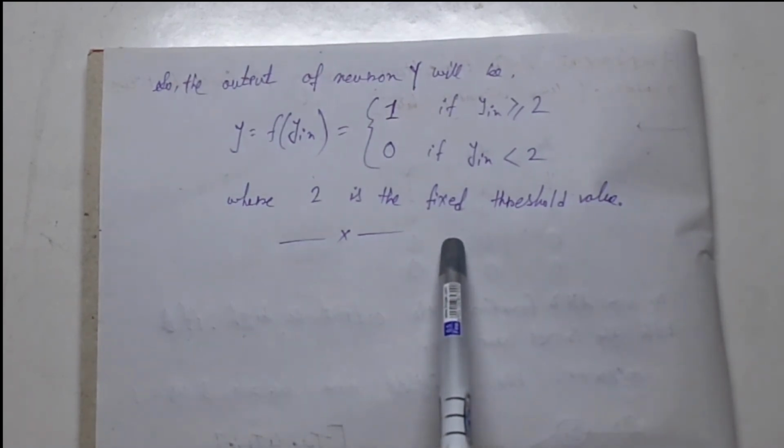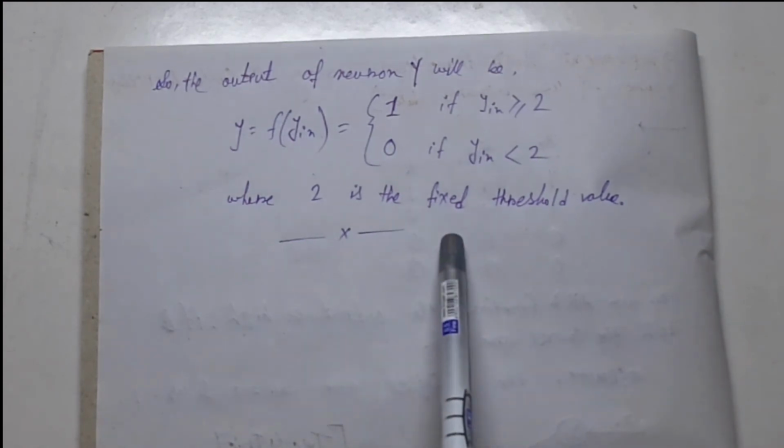In the next video we'll see how to implement AND NOT function using McCulloch Pitts Neuron.